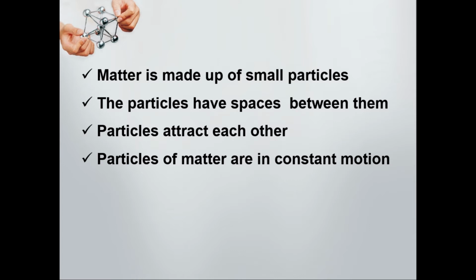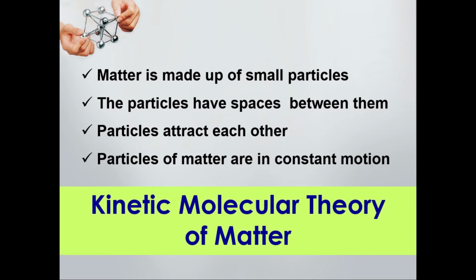And these four postulates are the definition of our kinetic molecular theory of matter. The kinetic molecular theory states that matter is made up of small particles and they have spaces in between them, which we call the intermolecular spaces. And the particles attract each other, which we call the intermolecular forces. And they can move in constant motion. So matter can move in constant motion. That is the kinetic molecular theory.